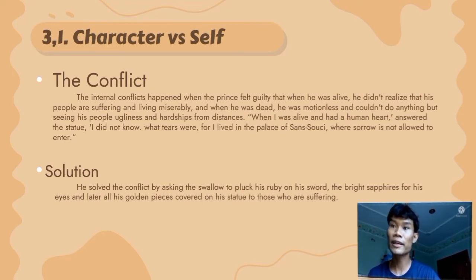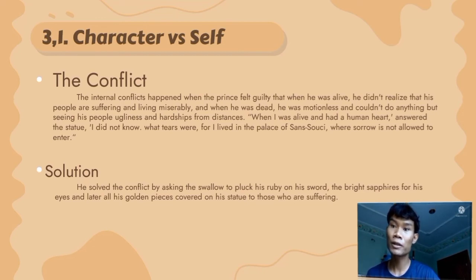The internal conflict happened when the prince felt guilty that when he was alive, he didn't realize that his people were suffering and living miserably. And when he was dead, he was motionless and couldn't do anything but see his people's ugliness and hardship from a distance. He said, "When I was alive and I had a human heart, I did not know what tears were, for I lived in a palace where sorrow is not allowed to enter."